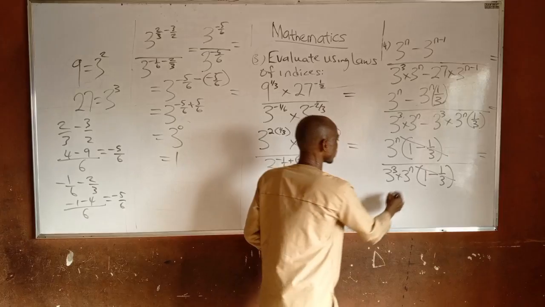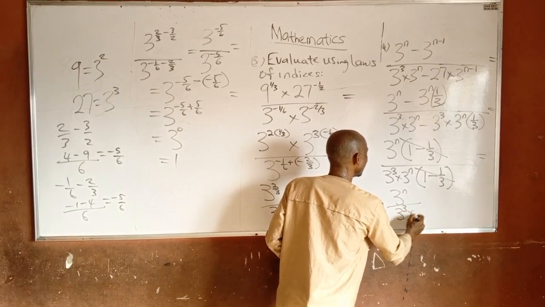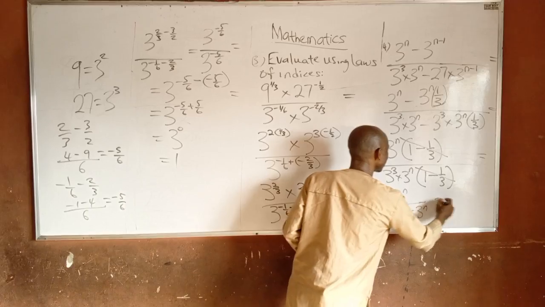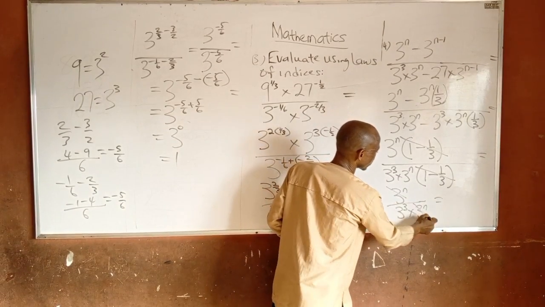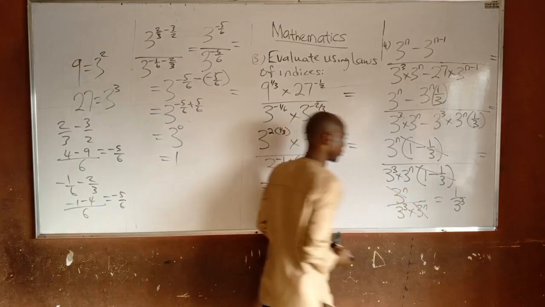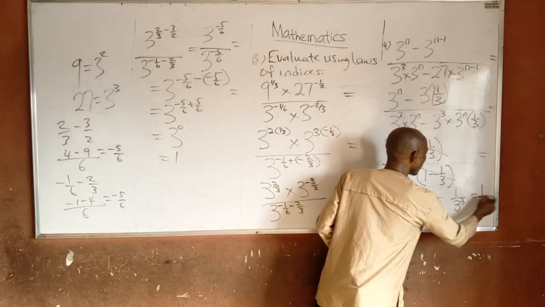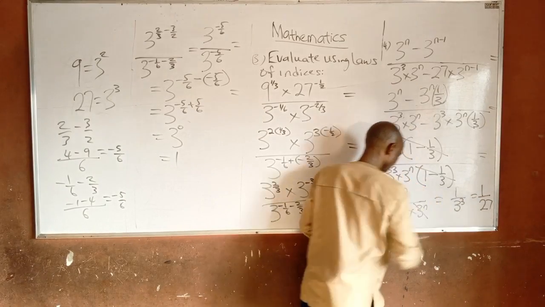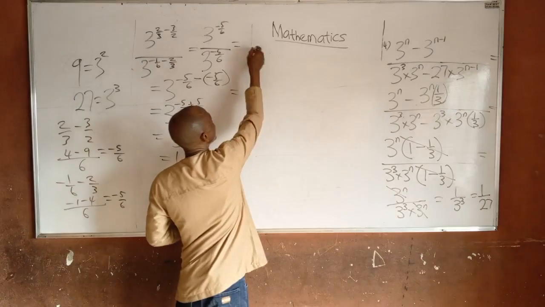This now becomes 3 raised to power n all over 3 raised to power 3 times 3 raised to power n. Our 3 raised to power n will cancel out 3 raised to power n. We now have 1 over 3 raised to power 3. So our answer will now be equal to 1 all over 27. Let's take one more last question.